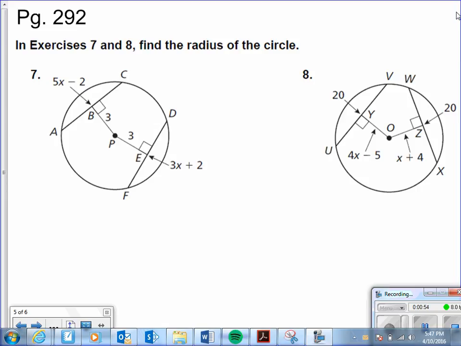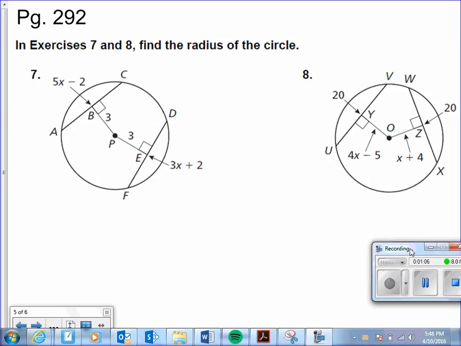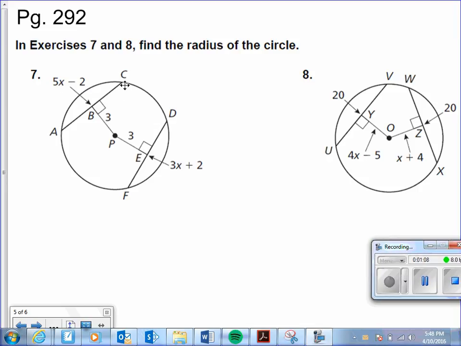7 and 8 are a review from 10.3, which we covered on Friday, and we are finding the radius of the circle. We learned a theorem on Friday that said if you have two chords in a circle, like CA and DF, that are congruent to each other, then they are equidistant from the center. So if CA and FD are our congruent chords, then these pieces in the middle from the center, PB and PE, are going to be congruent as well.